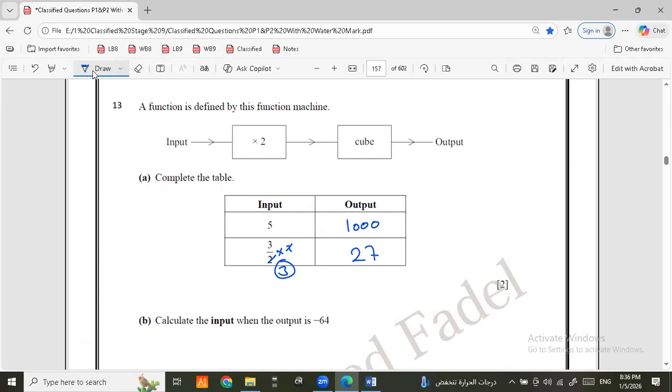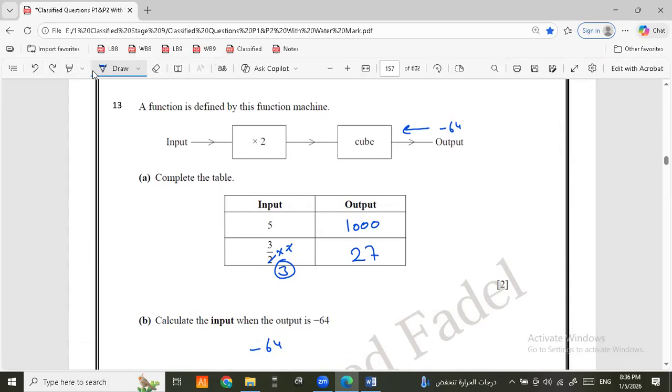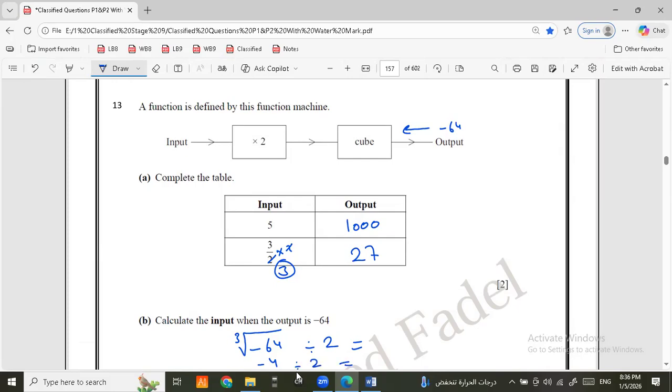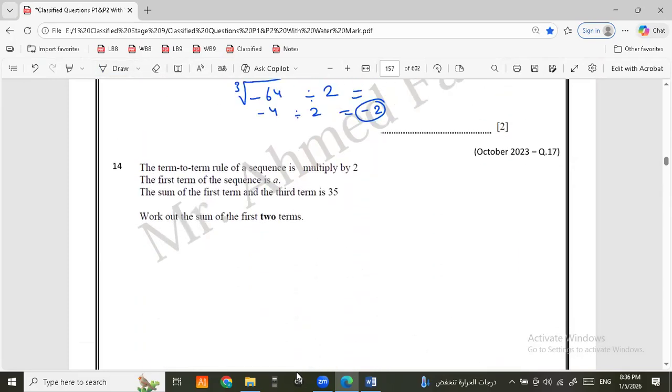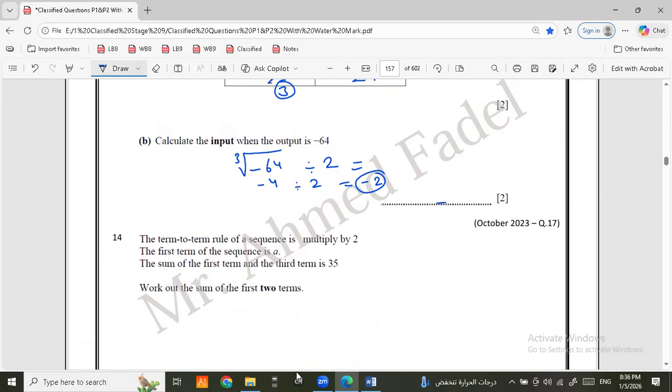Calculate the input when the output is negative 64. The output is negative 64. We're going to work backwards. So it is negative 64, take the cube root of it. And after that, instead of multiplying by 2, you're going to divide by 2. The cube root of negative 64 is exactly negative 4. Divided by 2 gives you negative 2. So here you should write negative 2.